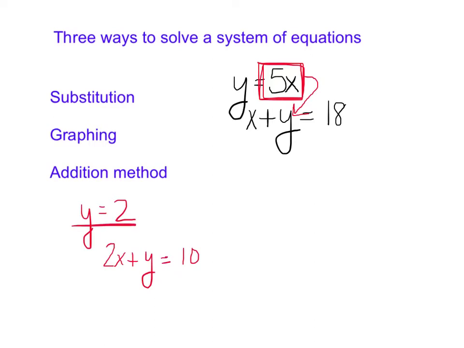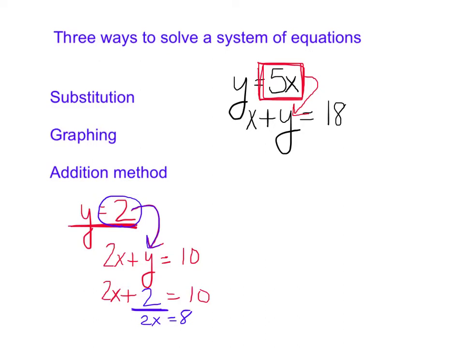If I said that y was equal to 2, what would you plug in right here for y? You'd plug in a 2. And so you would write 2x plus the 2 equals 10. And then you just solve this equation. Subtract 2 on both sides, and divide by 2, you get x equals 4. That's precisely what you're doing up here.